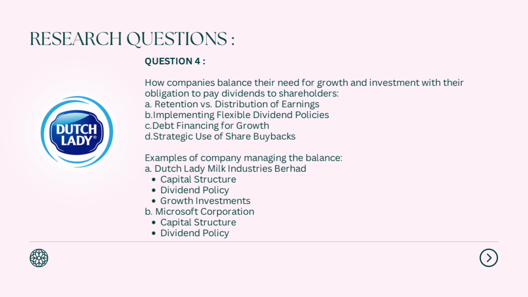The second company is Microsoft Corporation. How they decide: first is based on capital structure. Microsoft generates substantial free cash flow, enabling it to fund growth initiatives like cloud computing and artificial intelligence. Second is dividend policy. It adopts a progressive dividend approach, increasing payouts annually while still prioritizing reinvestment.